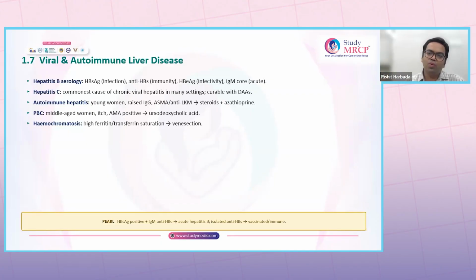And after 3 months, you are going to repeat the viral load after another 3 months, that is 6 months. And if the viral load is negative, it is called a sustained virological response. So it is that important. So this is, in short, about viral hepatitis. Very, very important, but more emphasis will be given on diagnosis, what antibodies are going to be positive and how we are going to treat it.